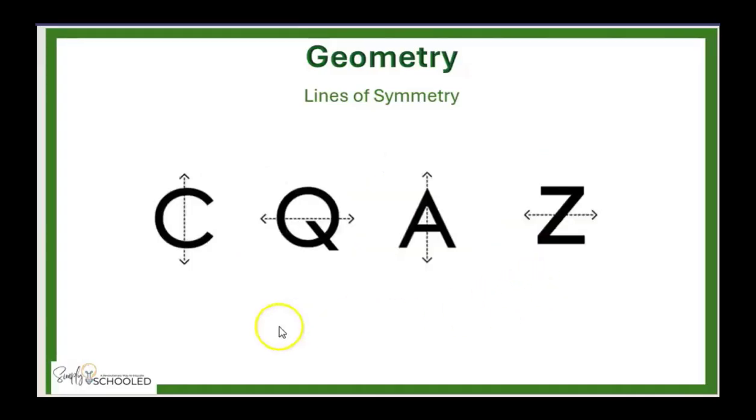Let's look for lines of symmetry in letters. First, here's the C. This line is not a line of symmetry. Both sides do not look equal. This line on the Q is not a line of symmetry because both sides are not equal. The line in the A is a line of symmetry because this side is exactly the same as the other side. And lastly, the line on the Z is not symmetry because if you fold these over, they would not match perfectly.